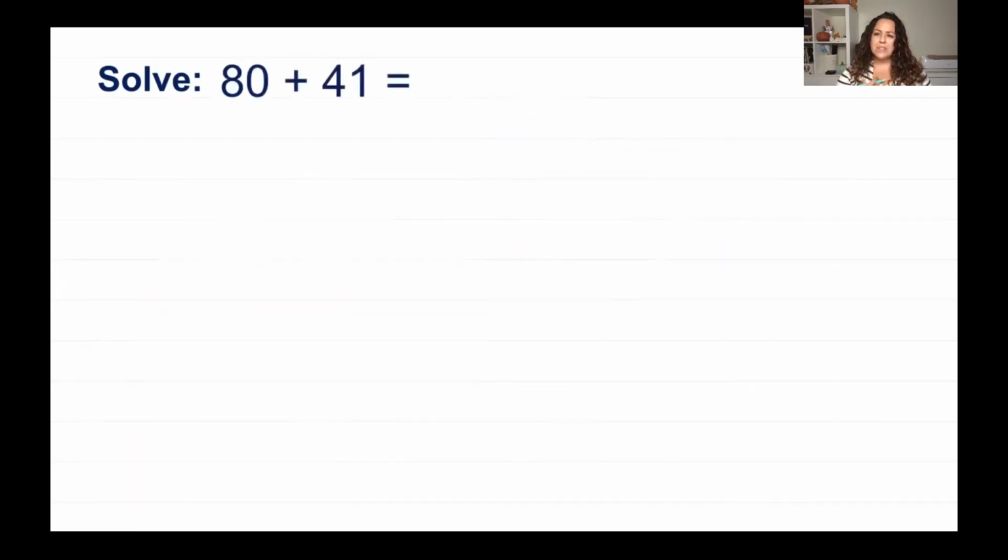Let's go ahead and do this with the arrow way. And for me, I find that using the arrow way with subtraction is a lot easier than using it with addition.